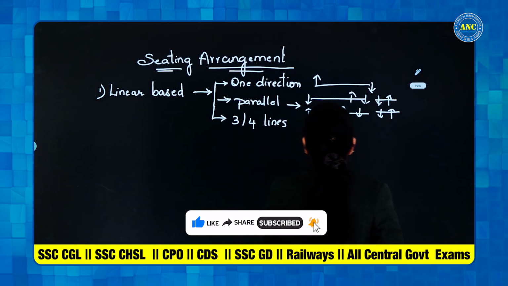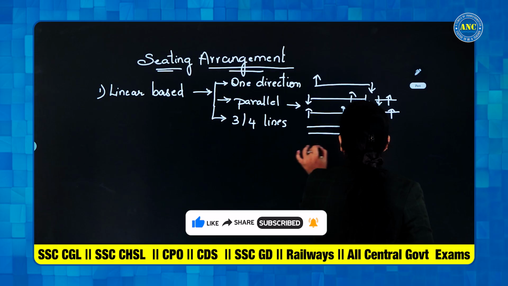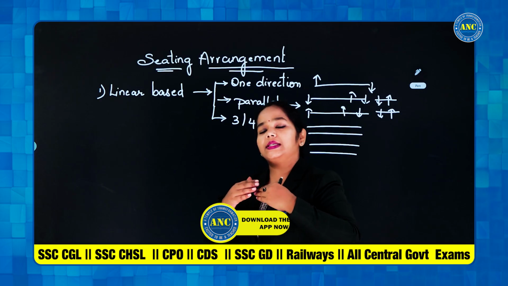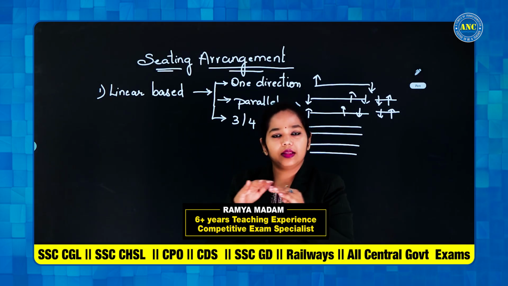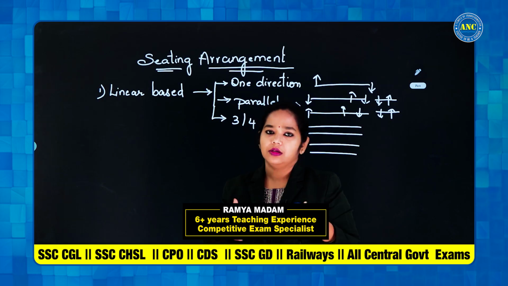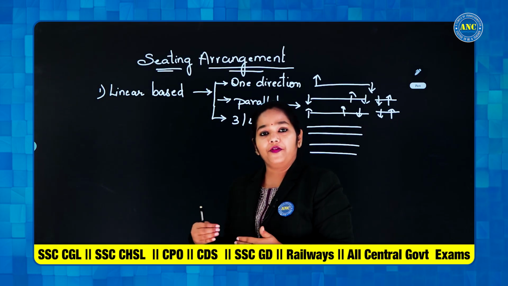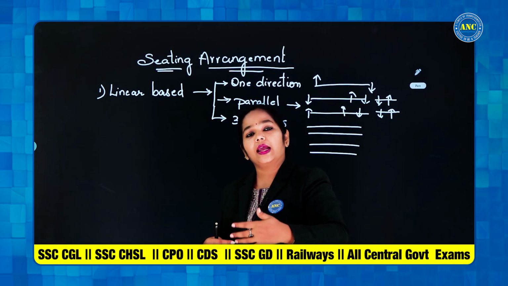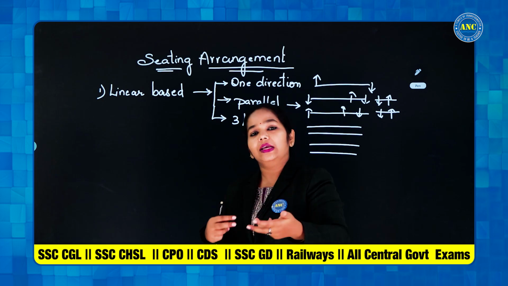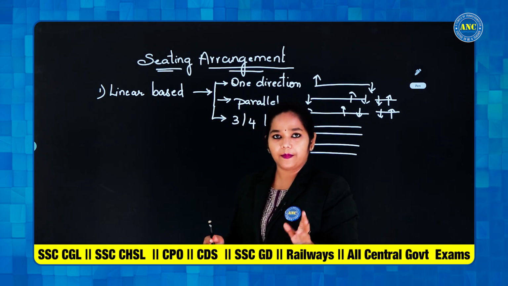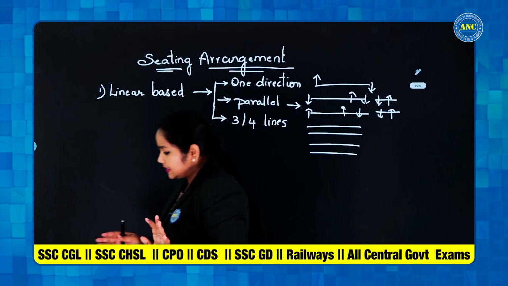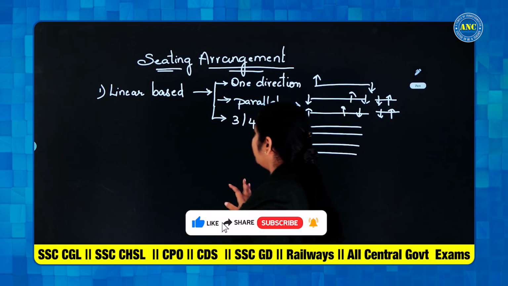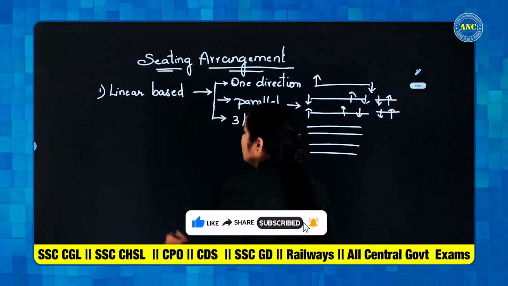When I say 3 or 4 lines, that means people are arranged in 3 or 4 lines. Again, the same method: maybe they are all sitting in a stadium watching a match, or sitting in different rows in a classroom where in the first row everyone faces north, in the second row everyone faces south, and in the third row again north, like that. So that is linear based, one concept. Then what else can we have?